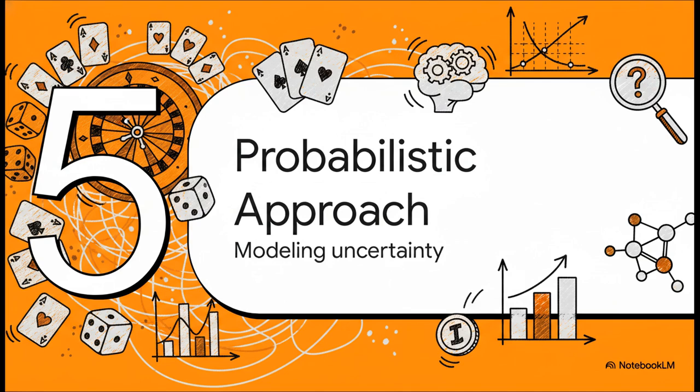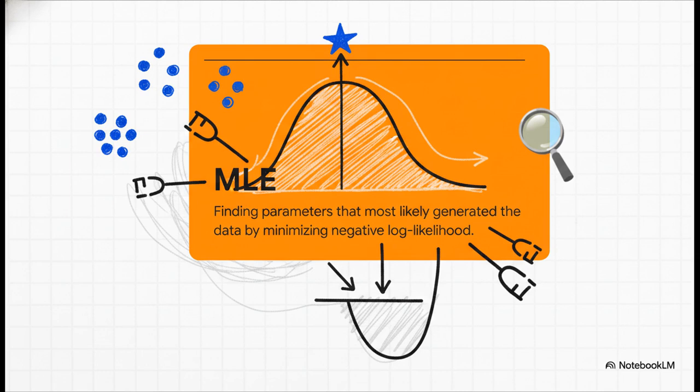Section 5. Probabilistic approach. Modeling uncertainty. When reviewing models as probabilities, we often use a technique called maximum likelihood estimation, or MLE for short. MLE basically seeks the parameter setting that most likely generated our observed data. By minimizing the negative log likelihood, the model isolates the absolute peak statistical explanation. So, given those blue dots we saw earlier, tuning to this peak means this specific probability curve is the most statistically likely explanation for what's going on.